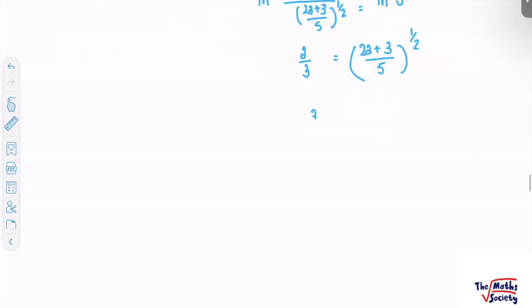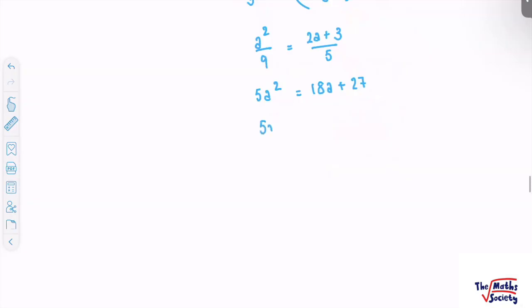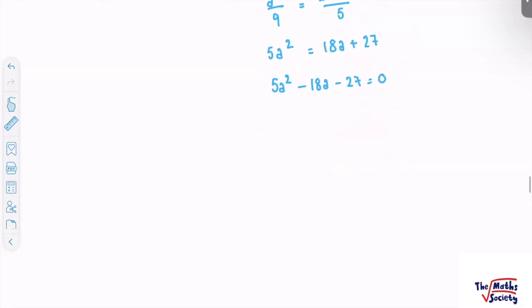That's going to be a squared, so it's going to be a squared by 3, 3, 9. So that's 2a plus 3 divided by 5. So you'll have 5a squared equals a plus 9, 3, 2, 7. So you'll end up with 5a squared minus 18a minus 27 equals 0. This one cannot be worked with the cross method.